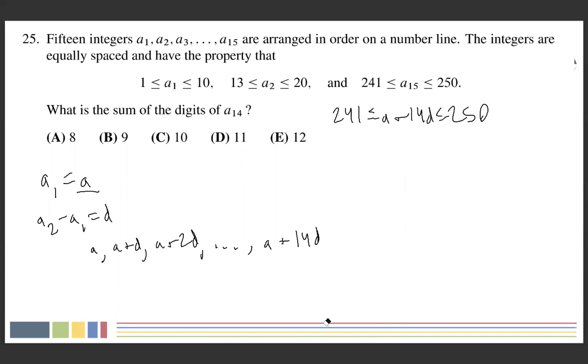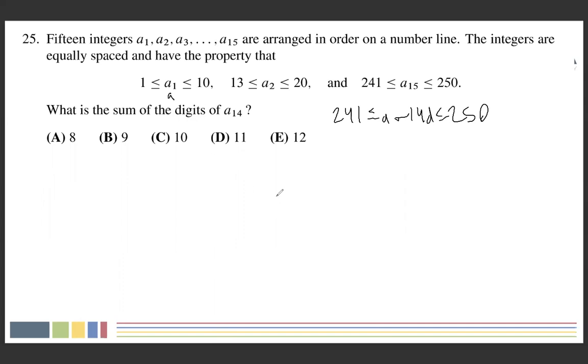Well, we have our bound for A. We know exactly where A lies. A is just A1, so we know that A lies between 1 and 10. But where does D lie? Can we create a bounding for D? The answer is very easily yes, because we know, as we have just clarified, A2 minus A1 is D.